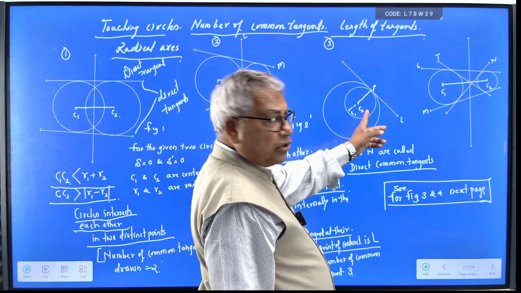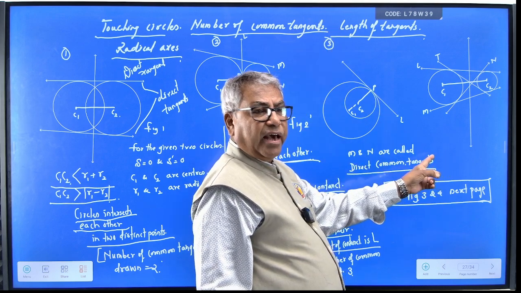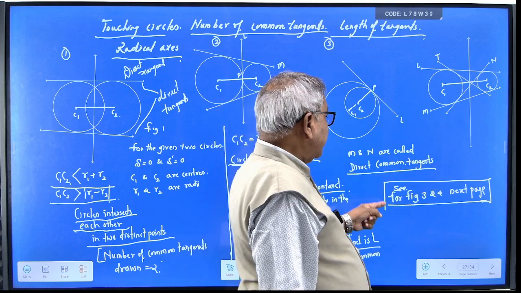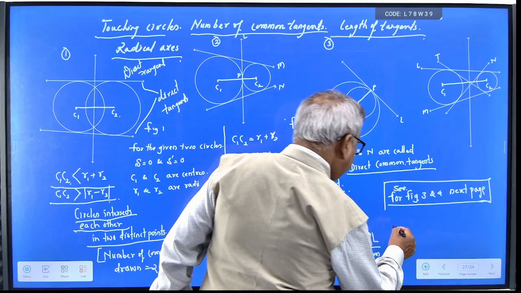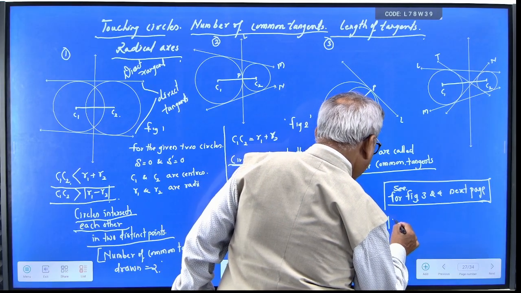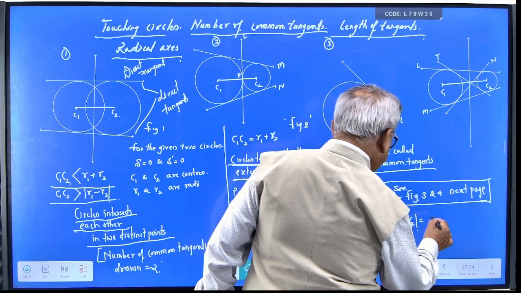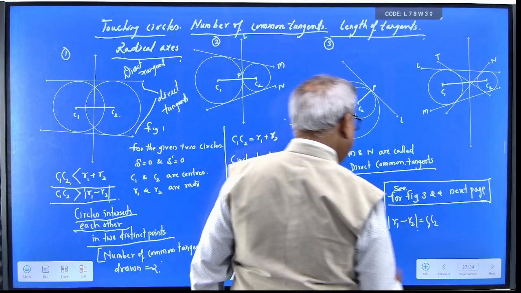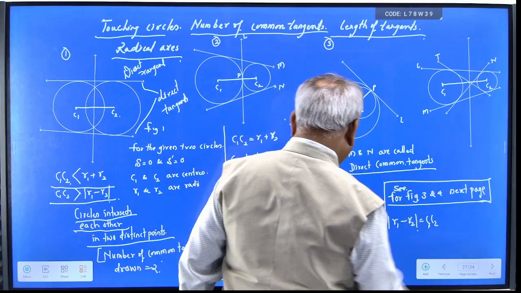Now, touching circles internally. Only one tangent is there, and here mod of C1C2 is equal to mod of R1 minus R2. So this is called direct. Yes, that is for this.